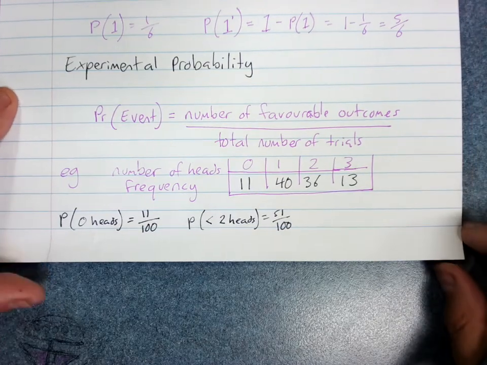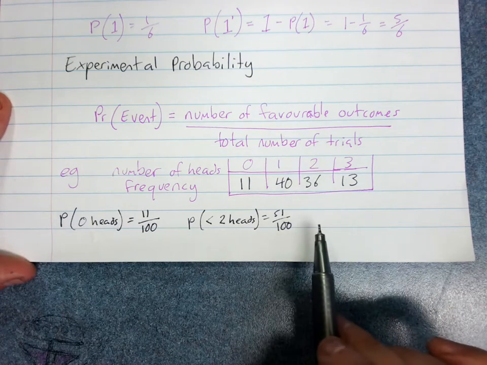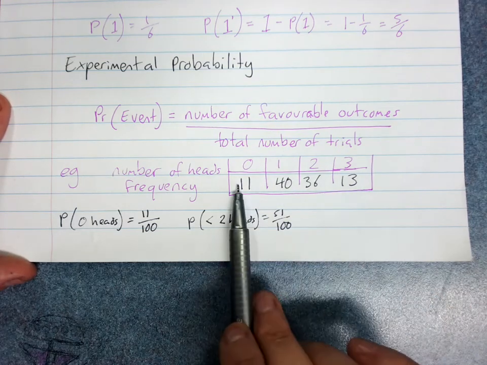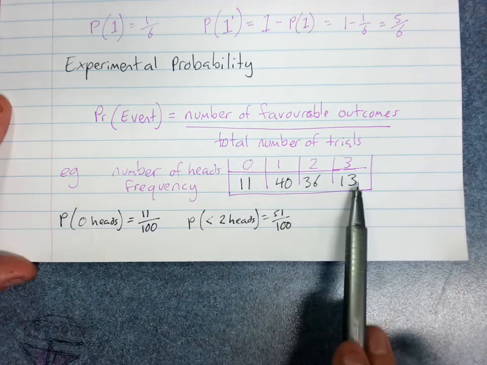About the only other tricky one that you might get is the probability of at least 1 head, and that would be anything that didn't have 0 heads, so you'd add up all these options here.